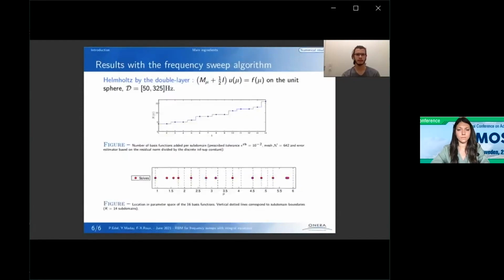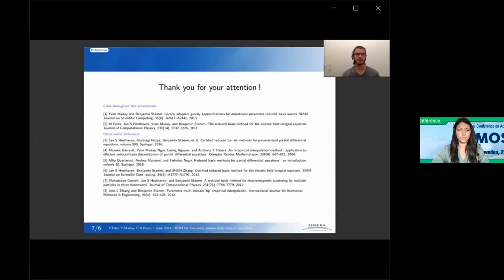On this next figure, we show the wave numbers at which the solutions of the integral equation have been computed to serve as basis functions. For more details, I invite you to read the short paper. Also, feel free to ask me any question. And for now, I thank you for your attention.